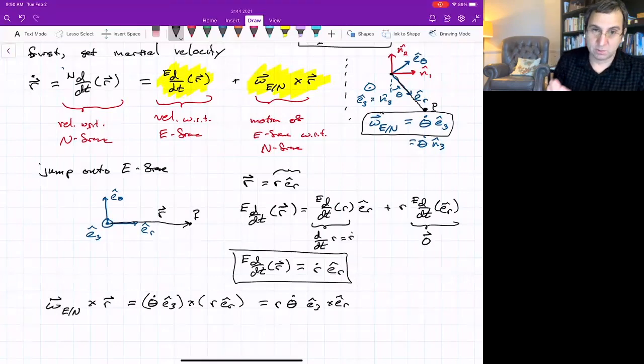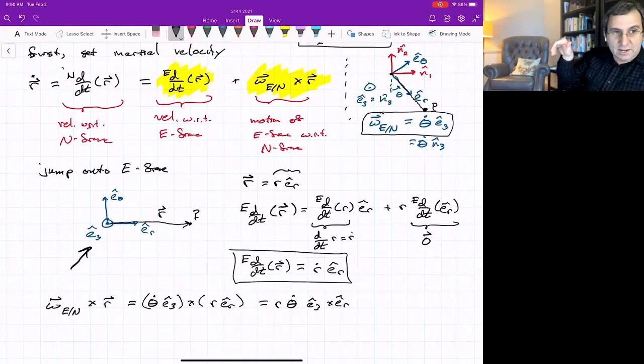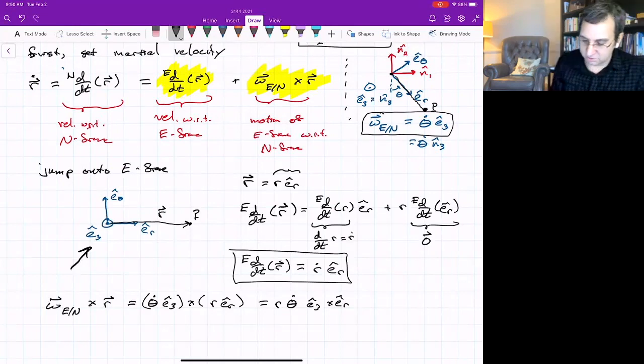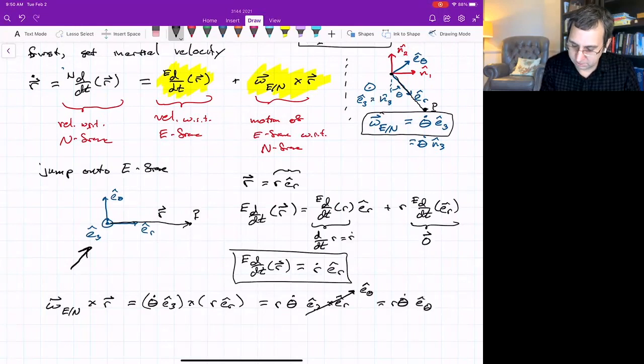Now we could use the right-hand rule. What's E3 cross E_R, just from looking at this diagram here in the middle left? My thumb is pointing in the E theta direction. So these two point in the E theta direction. So I've got R theta dot E theta.